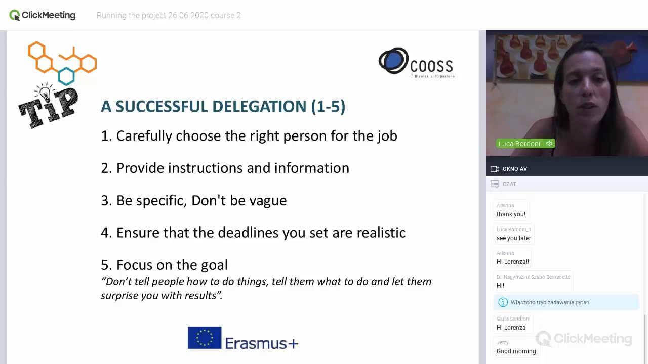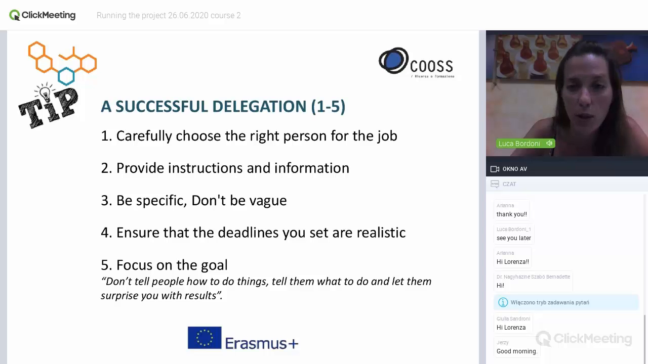This is the reason I have to be specific, clear, simple, and I have to ensure that all deadlines I set are according to the resources, to the human resources and the time they have. And another really important aspect is to focus. That means I have to be really clear about what is needed, but leave my partners to realize it also in a personal manner.